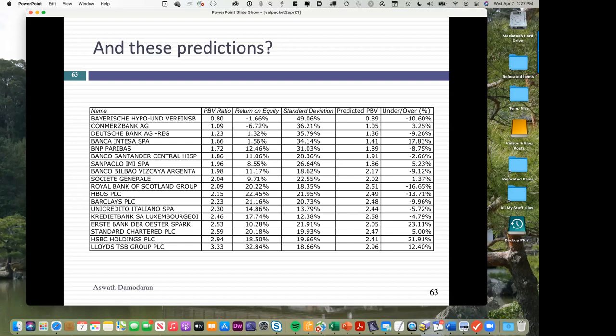The most overvalued stock in this particular grouping was Erste, which is, I think, an East European bank. It's 23% overvalued. The most undervalued stock is Royal Bank of Scotland, 16.65% below my predicted value. But rather than compare price to book across companies, I'm taking each company and comparing its price to book to a predicted price to book given how the market is pricing other banks.